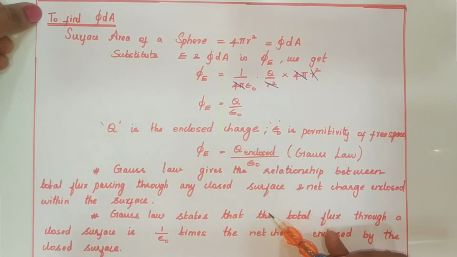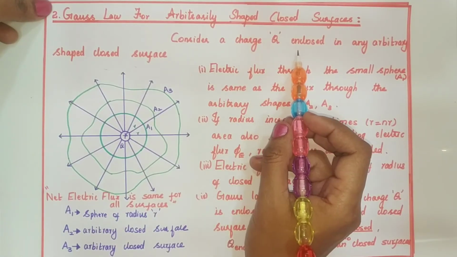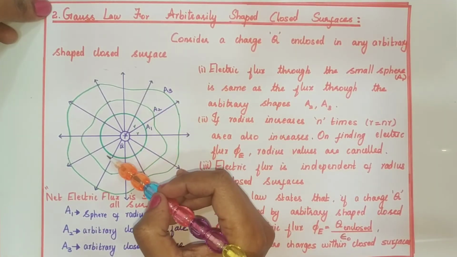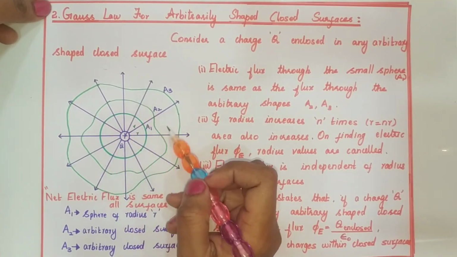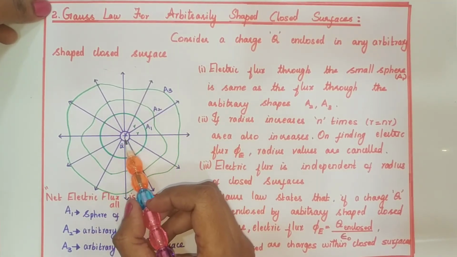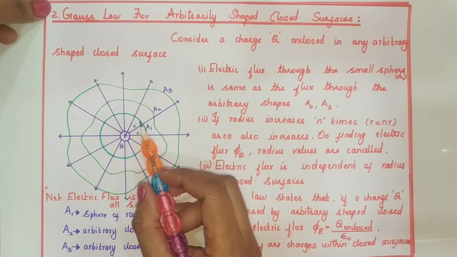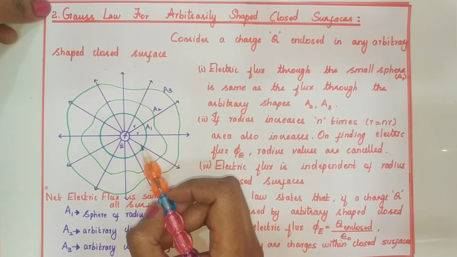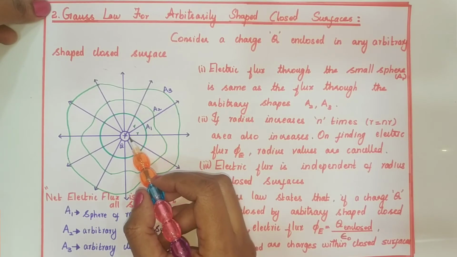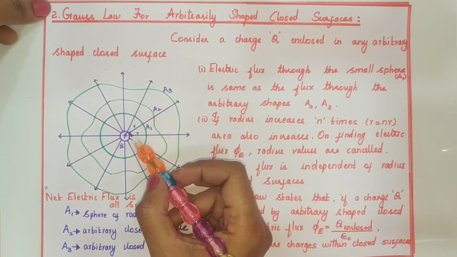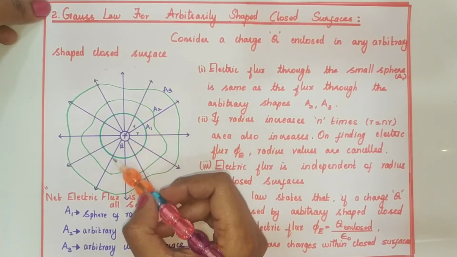Next we are going to see how far the Gauss law is applicable to arbitrarily shaped closed surfaces. Consider a charge Q enclosed in an arbitrary closed surface. Here you see the shapes are not perfectly shaped and the charge is enclosed within it. First we imagine a perfectly shaped sphere of radius r, and it possesses an area A1. Some electric field lines are coming out of this area.